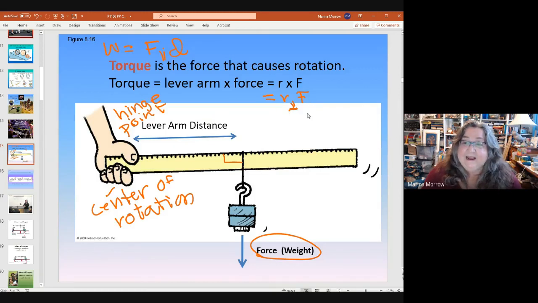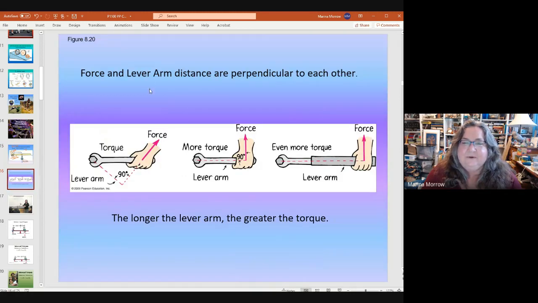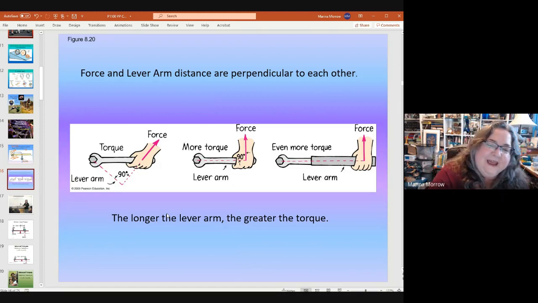Now you can add kinetic energy with force, but anyway, yes, you are causing it to rotate. Now, so force and lever arm distance have to be perpendicular to each other. So in this first picture, you've got someone who is pulling on a wrench, but they're not pulling at 90 degrees. And so because of that, you can't count this whole distance as the lever arm distance.